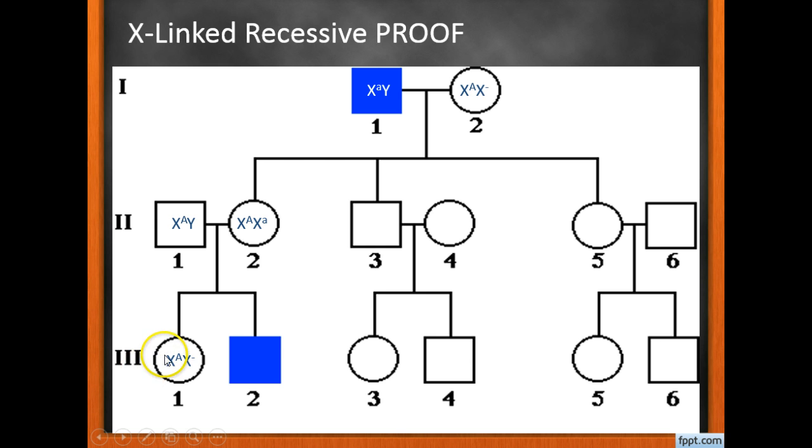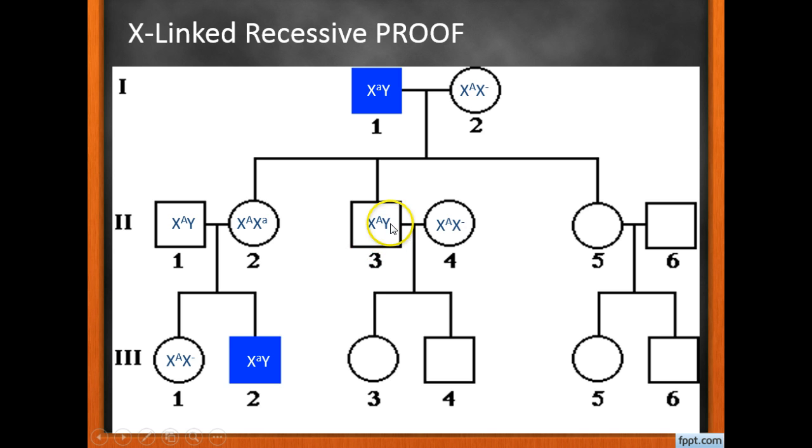From here, we know that 1 big A is getting passed by the father, and we're not really sure what is being passed from the mom. It could be a big A or a little a. Either way, this girl is not going to be affected by that gene or trait being passed down. Now the male is getting the Y from the dad and getting the little a from mom, so he is affected. Let's come up to 3 and 4.